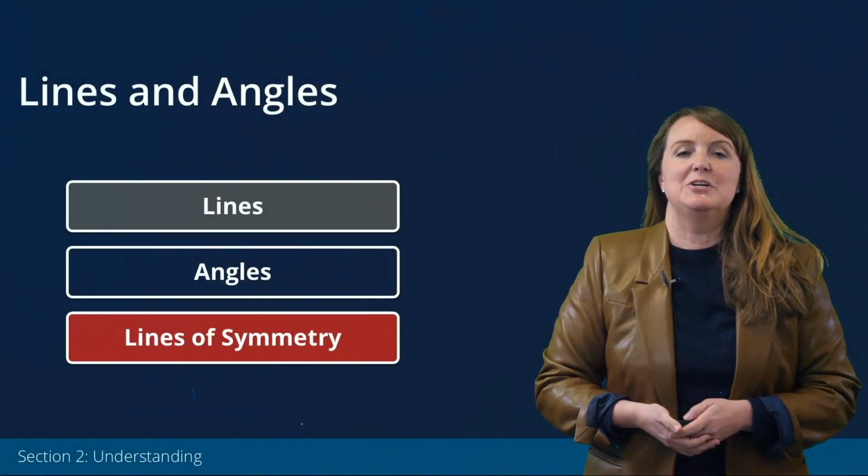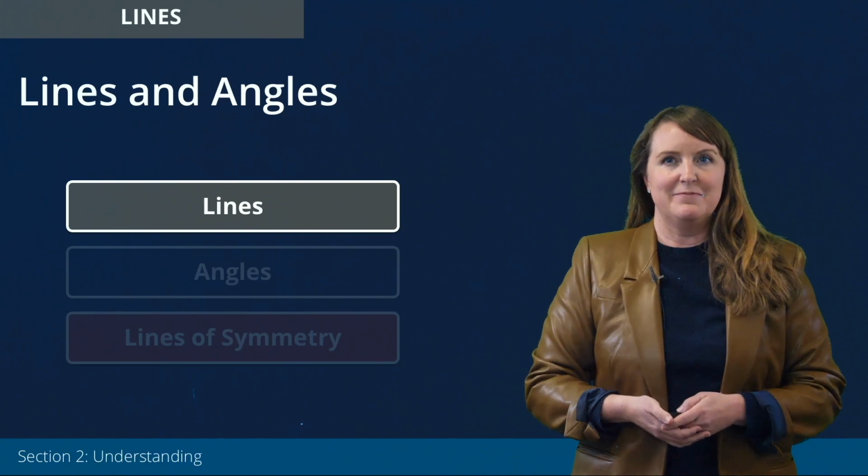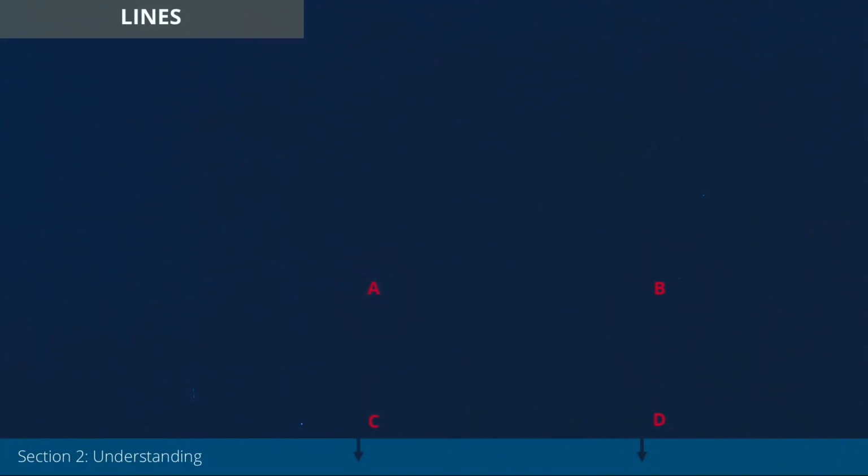All right, now we're going to talk about lines, angles, and lines of symmetry. Lines is up first. As we think about lines, one of the first things that students should learn is about points. Here I see 4 points, point A, B, C, and D.